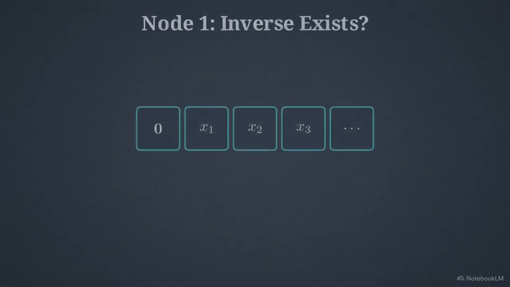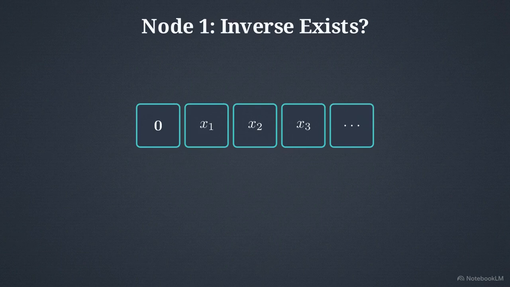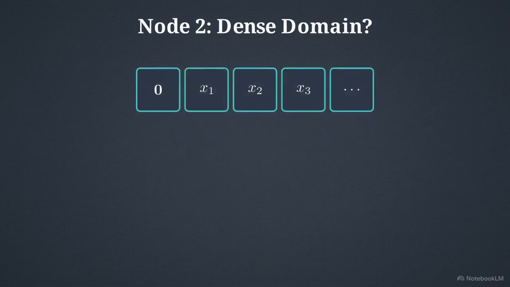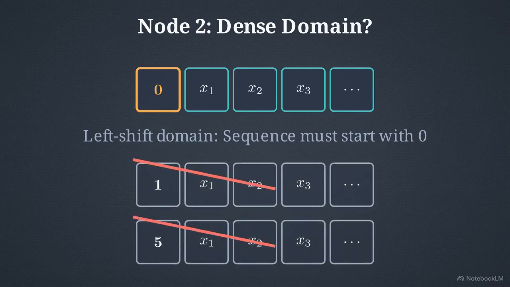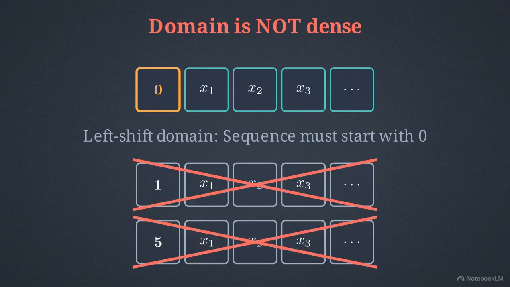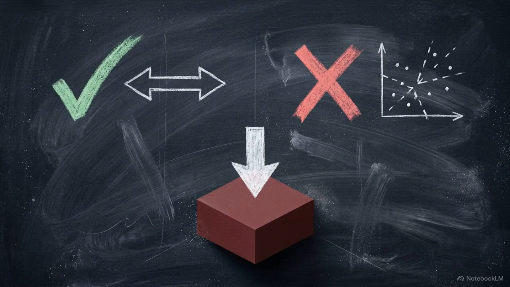Node 1. Does the inverse exist for t sub 0? Yes. Shifting a sequence to the right is perfectly reversible if you just shift it back to the left. The inverse is the left shift operator. Node 2. Is the domain of this inverse dense? Look at the highlighted first position here. The right shift operator always leaves a 0 in that first slot. Therefore, the left shift inverse is only defined for sequences that start with a 0. It completely misses any sequence starting with a 1 or a 5. That domain is not dense. Because it fails the second node, lambda equals 0 must belong to the residual spectrum.